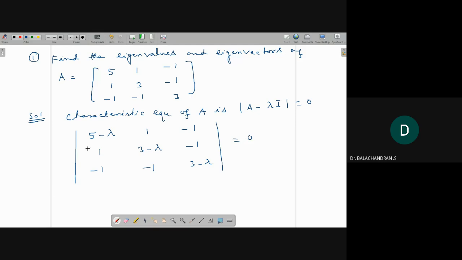Sir, can you explain how only the diagonal elements get the lambda? Actually, this is the matrix A minus lambda I. What is the matrix A? 1 0 0. Sorry, sir. Okay, I got it.